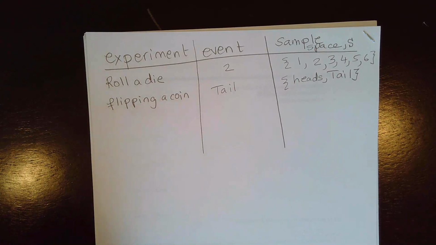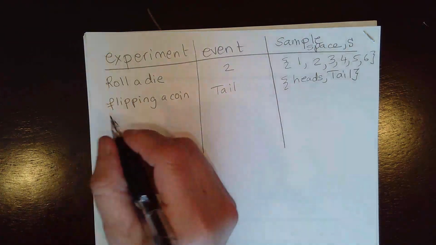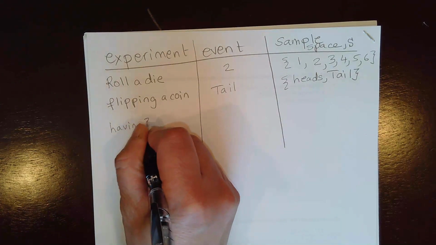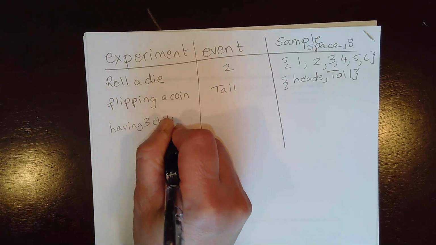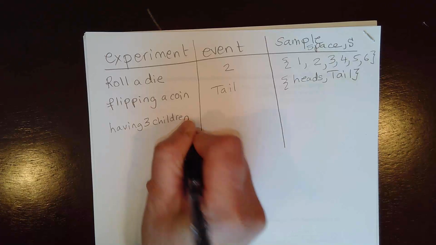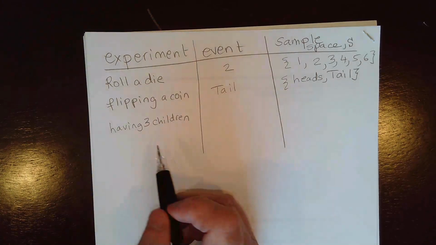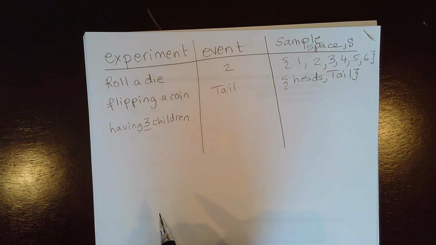Now let's try one more. Let's try an experiment of a couple having 3 children. Now what would be the sample space? Here we have 3 children, not 1, so we cannot say it's a boy and a girl.